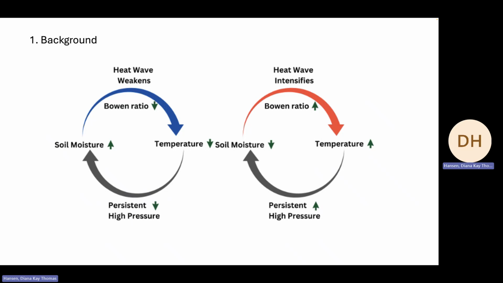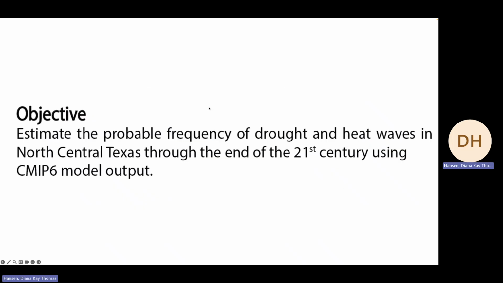Bowen ratio is calculated from latent and sensible heat fluxes. I will not be discussing the pressure as it's difficult to measure from CMIP-6. The objective is to estimate the probable frequency of drought and heat waves in north central Texas through the end of the 21st century using CMIP-6 model output.